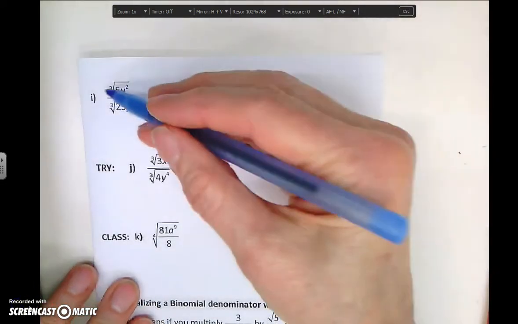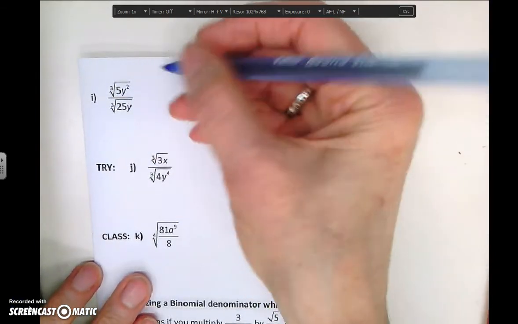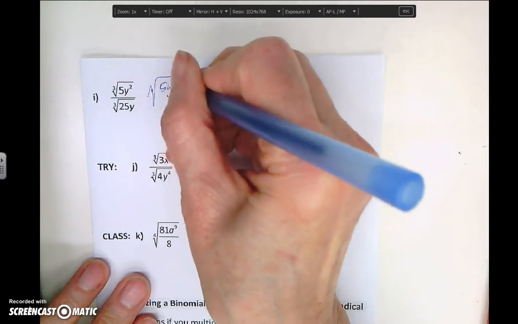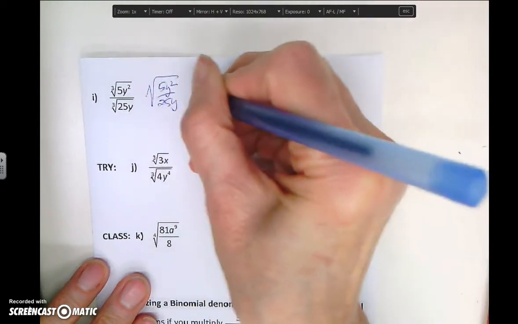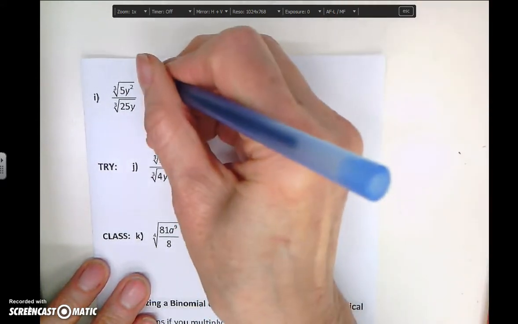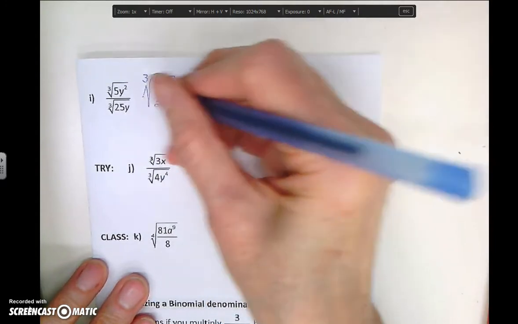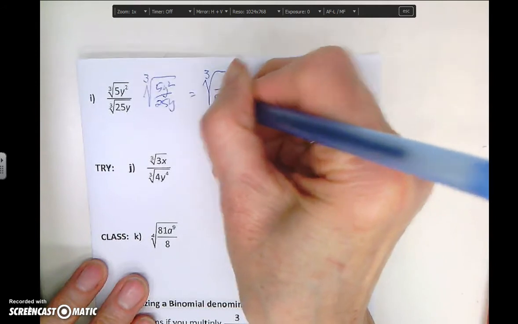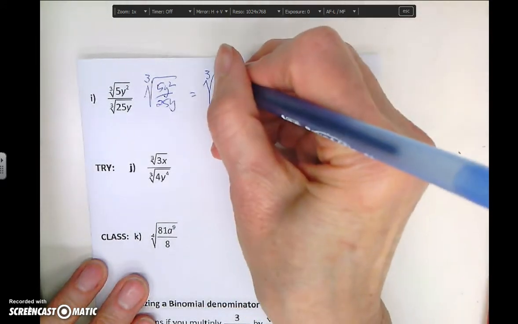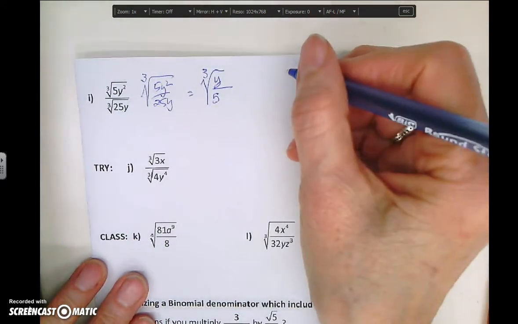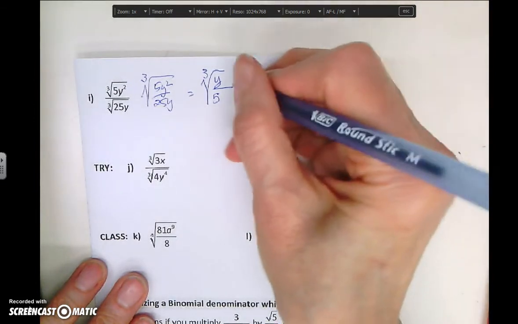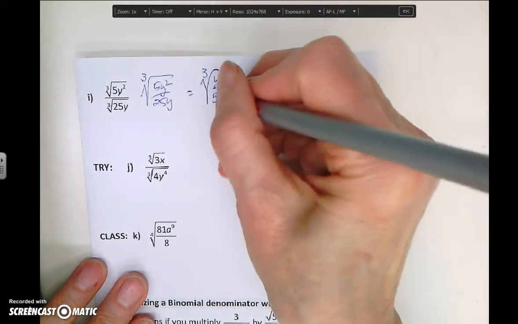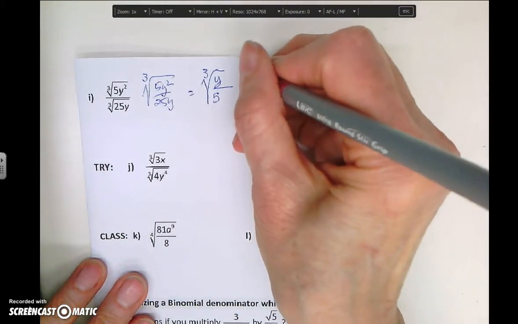All right, then for this last example, you can see that we can reduce this fraction, 5y squared over 25y, and this is a cube root, so that it is 5 over 25. It's going to give me a 5 in the denominator and a y in the numerator when I reduce that fraction. So then I need to rationalize the denominator because there's still a number in the denominator.